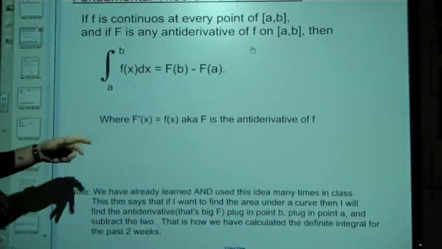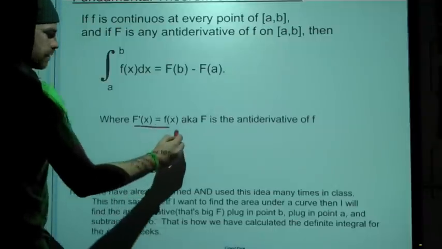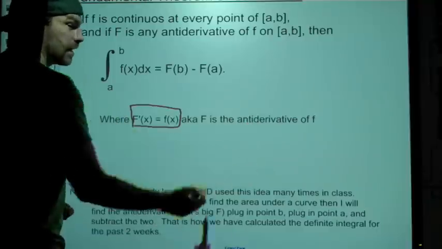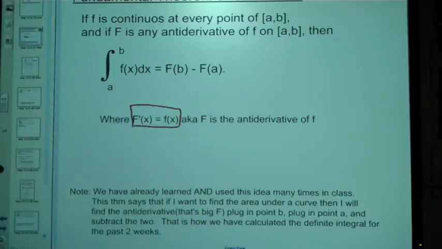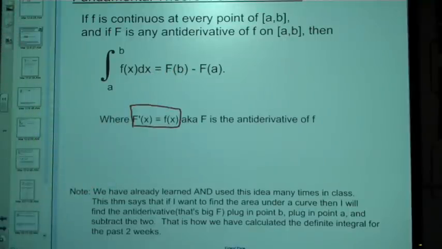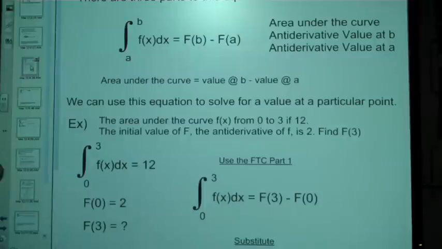Remember this? If big F prime equals little f, that means that big F is the antiderivative. Get used to that. You have to know that right away. We've already learned and used this idea many times in class. This theorem says if I want to find the area under the curve, I find the antiderivative, plug in the two points, and subtract. Now let's see the new type of problem we're going to solve using this idea.